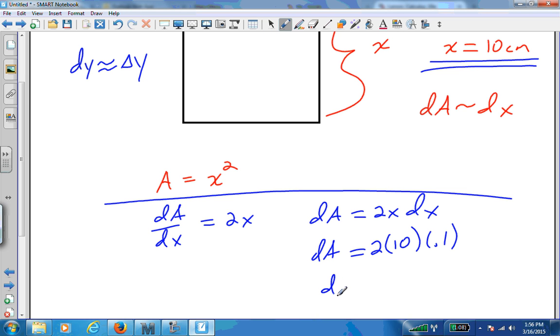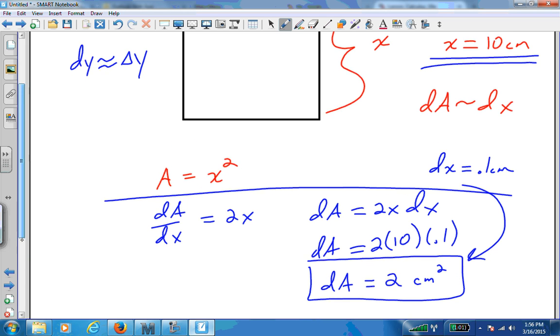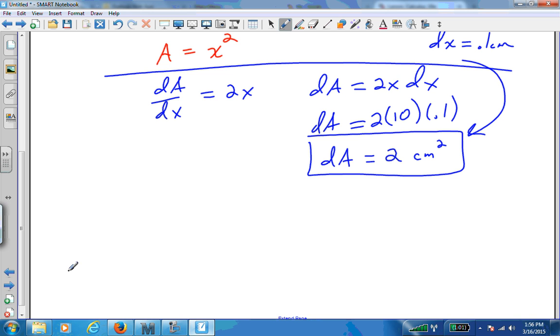So the error in area, 2 times 10, that's 20. 20 times a 1/10 is 2, and that'll be centimeters squared. So if I'm off by a 1/10 of a centimeter when I measure the side of this square, then I could be off by 2 square centimeters in my error or my area calculation. Now on this one, let's compare that to the actual error.